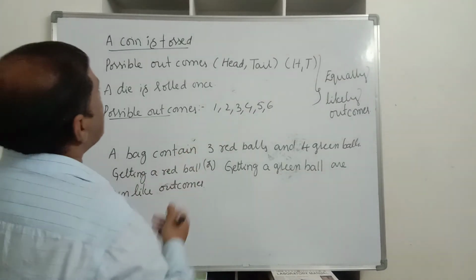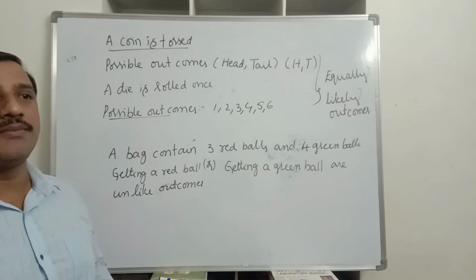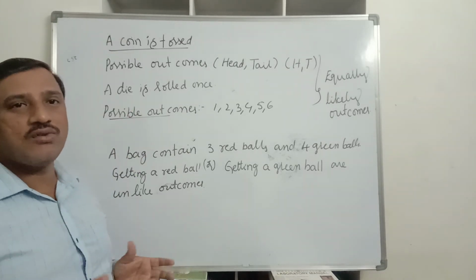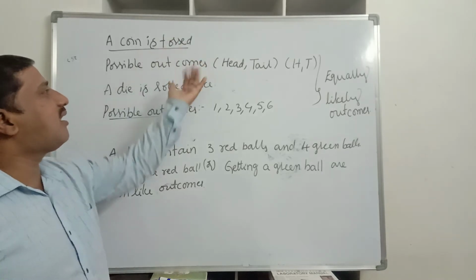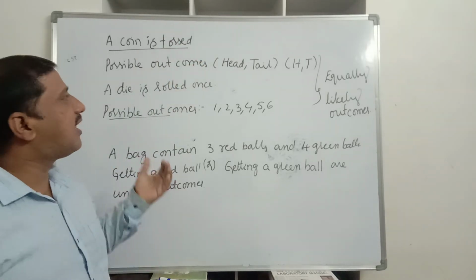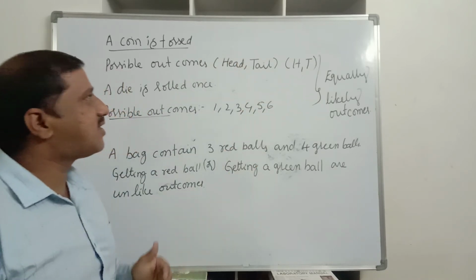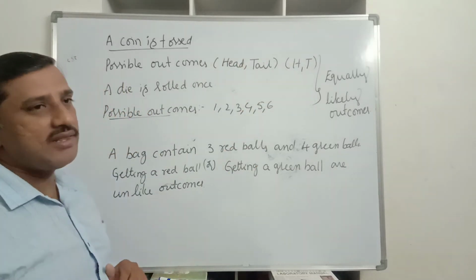A coin is tossed once. What are the possible outcomes? If you toss a coin, a coin has head or tail, 2 faces. So we may get a head or we may get a tail. That's why head and tail are the possible outcomes. Head will be represented with an H and tail will be represented with a T.